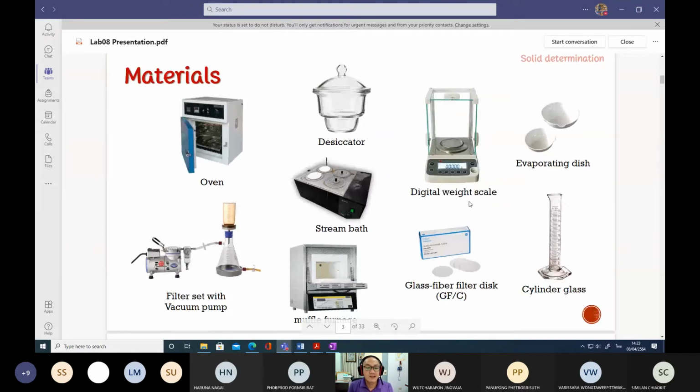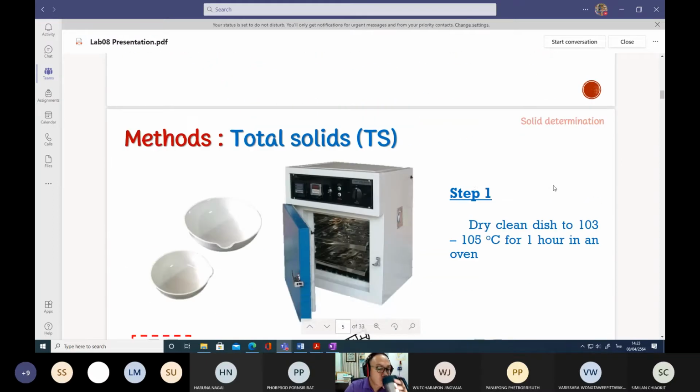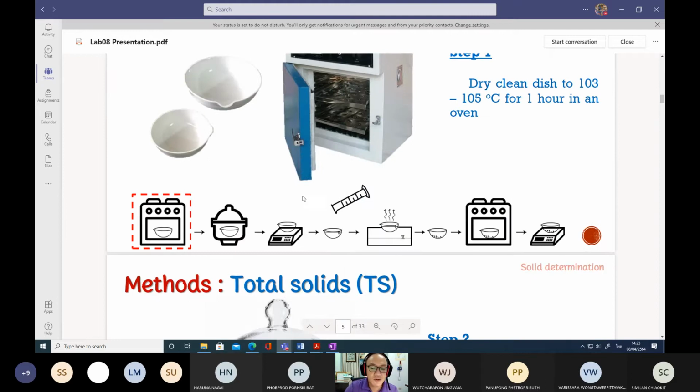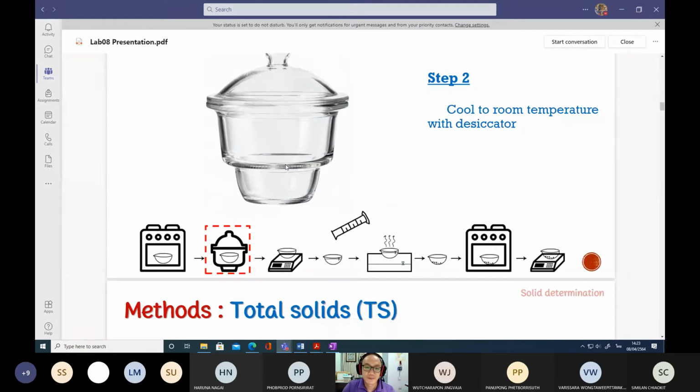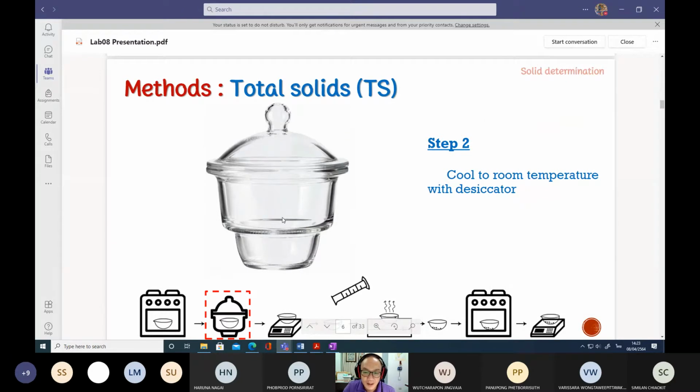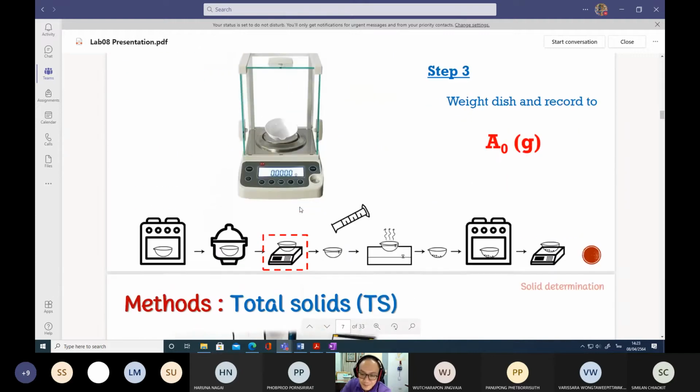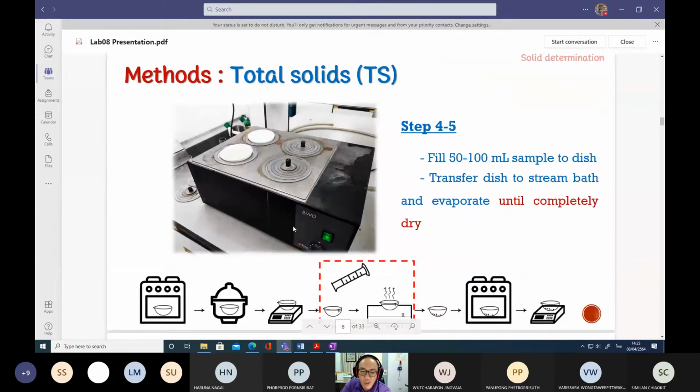So these are the equipment we need. We need the oven, we need the filter, vacuum pumps, we need the muffle furnace, we need the glass fiber paper or GFC paper. This is the evaporating dish or the crucible. So these are the crucibles. This one is the desiccator. Step by step, and this one is the water bath.